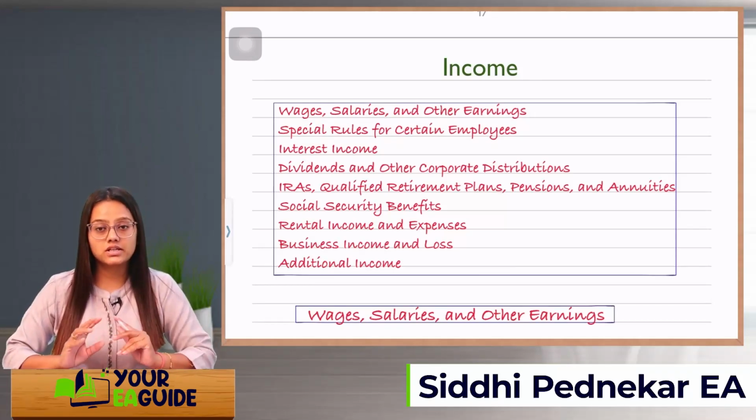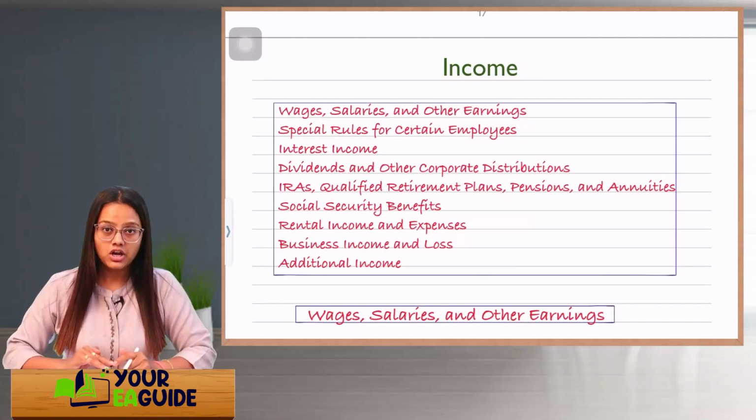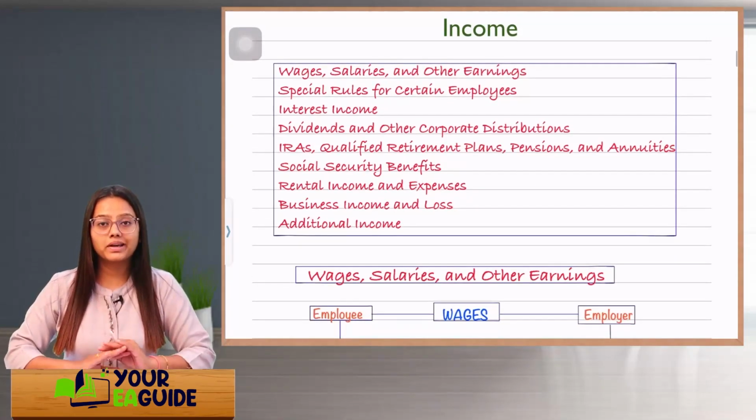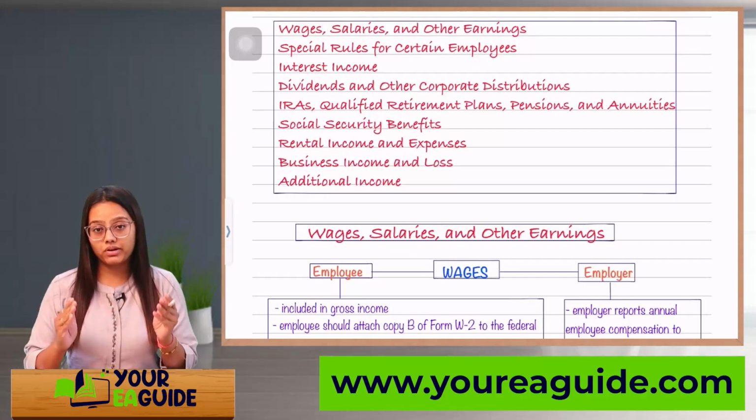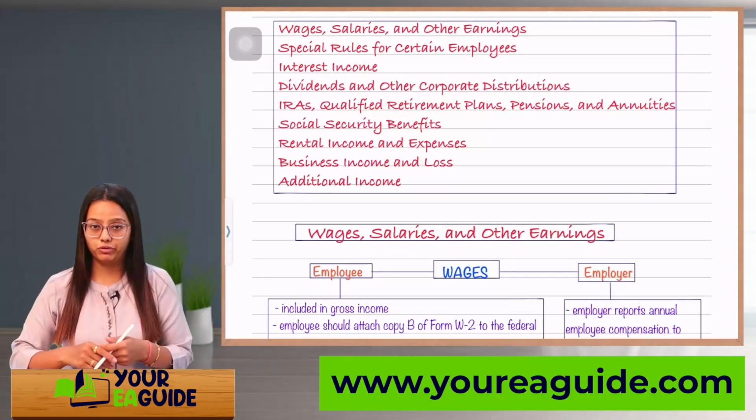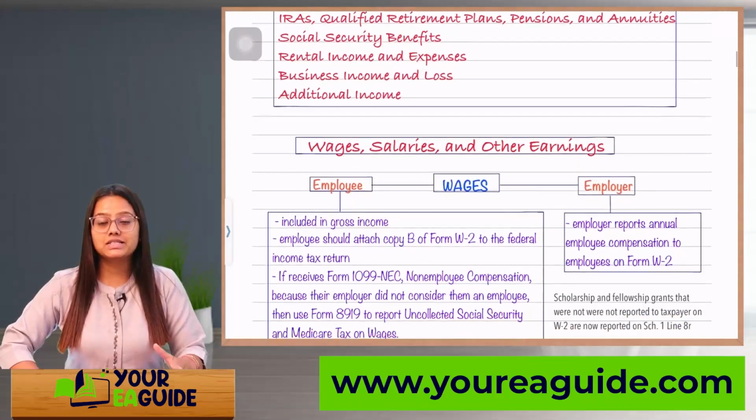So just this is a disclaimer, it's just a revision lecture. Okay, so we are going to do a quick revision with main parts, main important things to remember from the exam point of view. Okay, so first one is wages, salaries and other income.